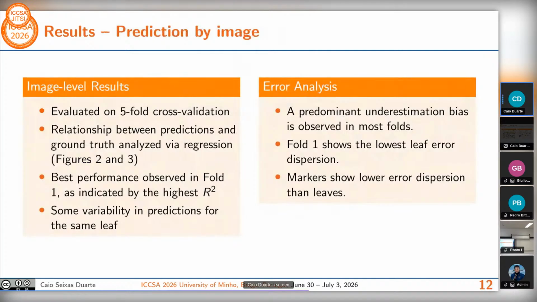And now we analyze the prediction behavior at the image level, considering all 5 folds of the cross-validation. For this purpose, we use 2 types of analysis. The first consists of scatter plots relating the estimated leaf areas to the reference values. The second uses histograms to analyze the distribution of prediction errors. Overall, we observed good agreement between the estimated and reference values, with fold 1 achieving the best coefficient of determination. In addition, the markers show lower error dispersion than the leaves, and most folds exhibit a slight tendency to underestimate the leaf area.